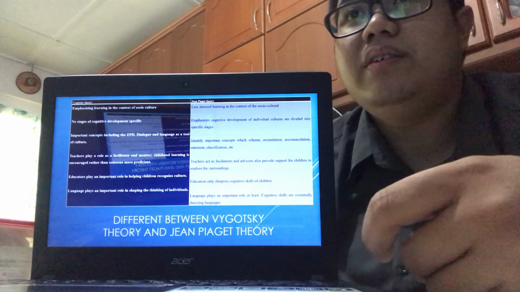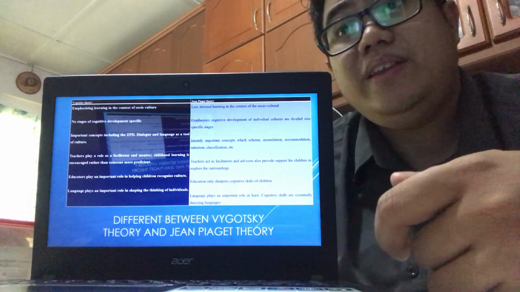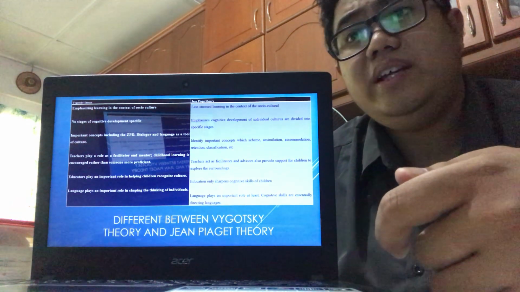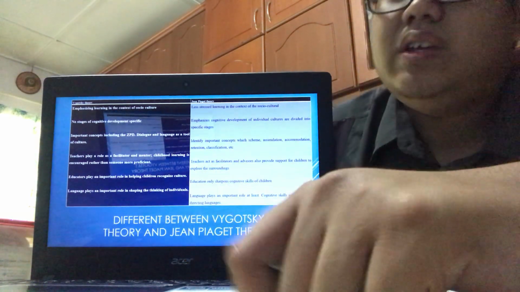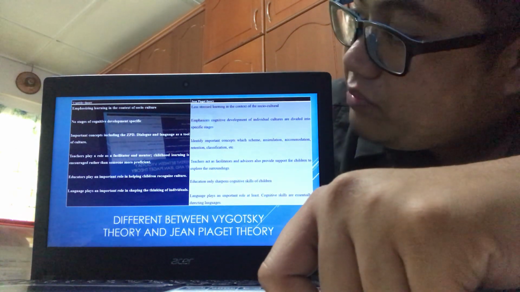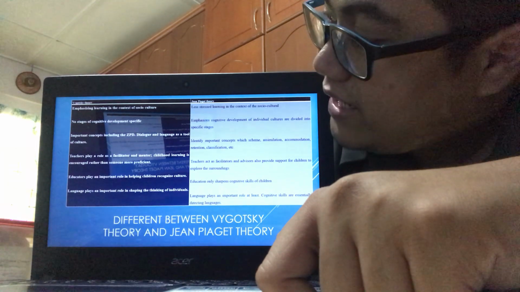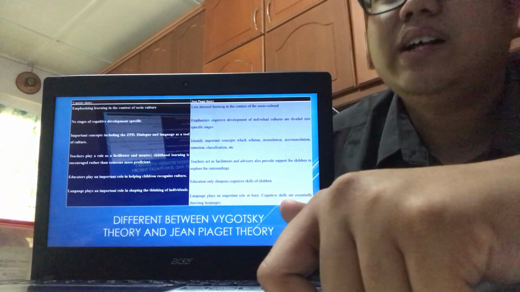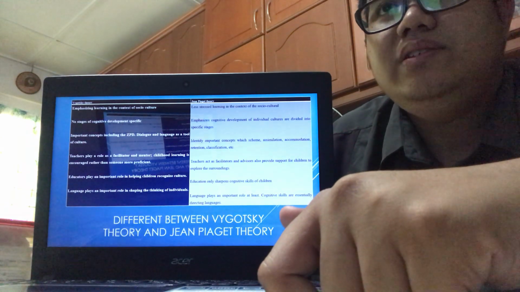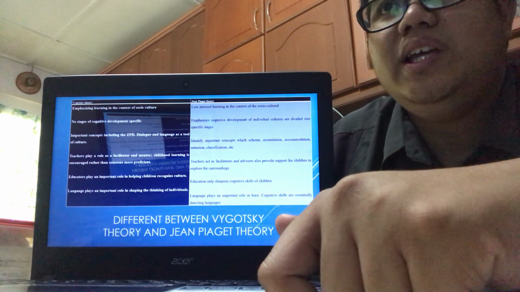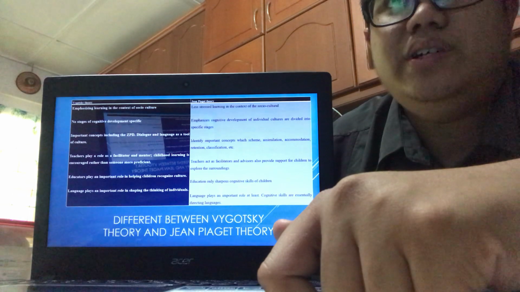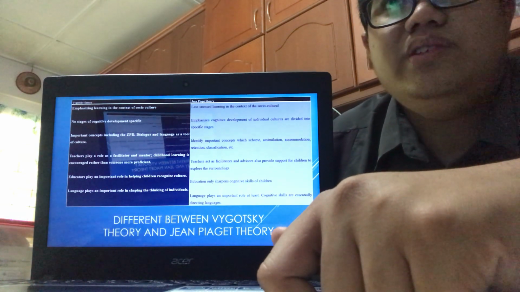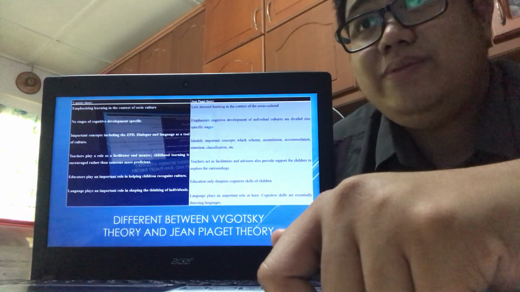Okay, now actually there are differences between Vygotsky's theory and Jean Piaget's theory. For Vygotsky, we have an emphasis on learning in the context of socio-culture, while Jean Piaget puts less stress on learning in the context of socio-culture. And Vygotsky has no specific stages of cognitive development.